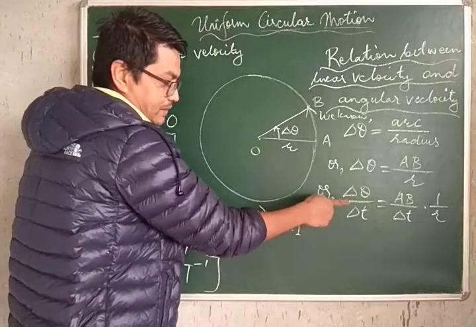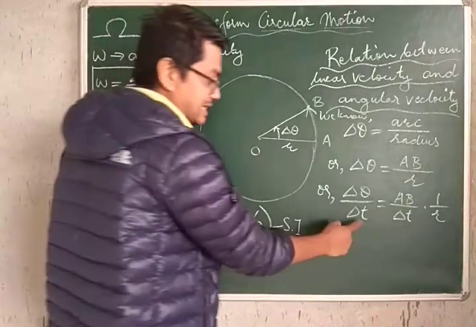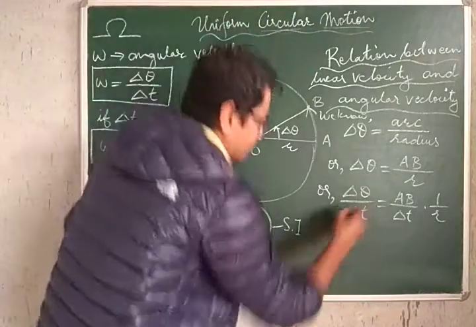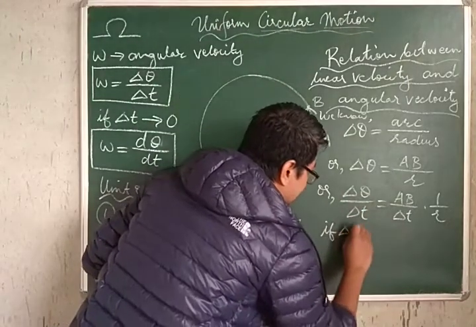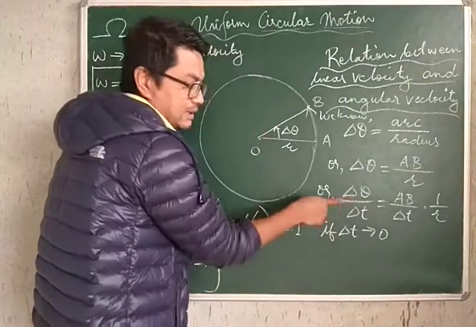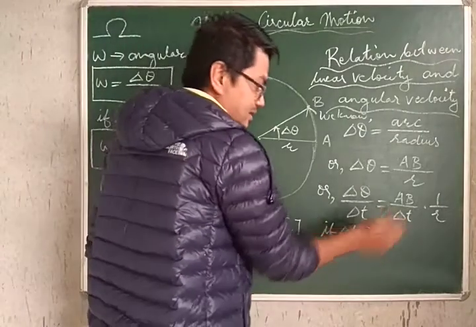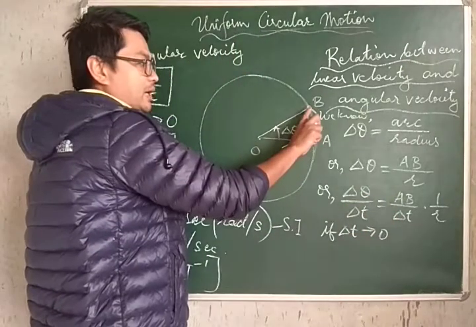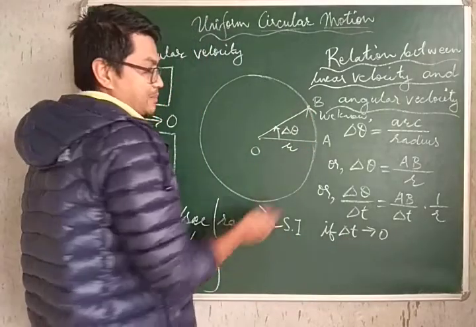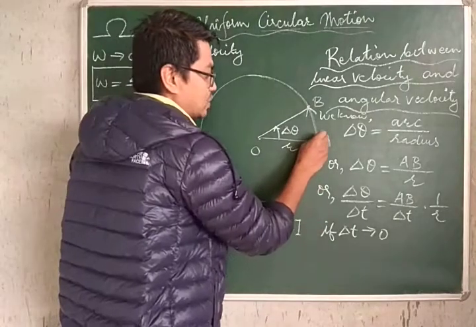Now see, if delta t is very small, then of course delta theta will be small. So if delta t tends to 0, the left hand side is your omega, angular velocity. This is equal to AB upon delta t. AB is the displacement over here, and if delta t is very small, what happens? AB will be a straight line, if B is somewhere very close over here.